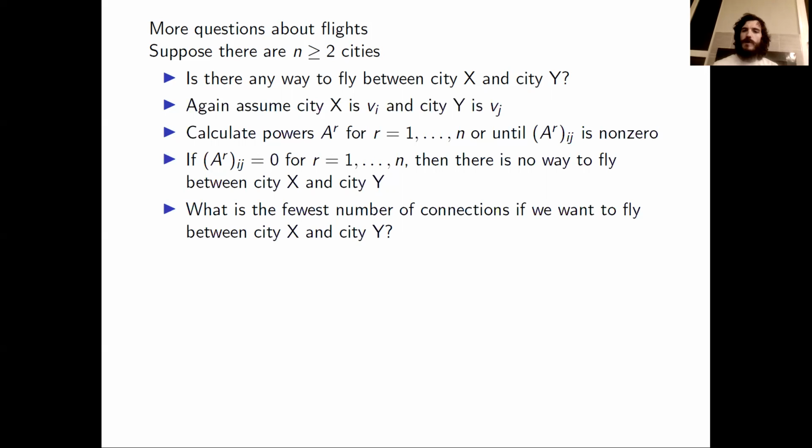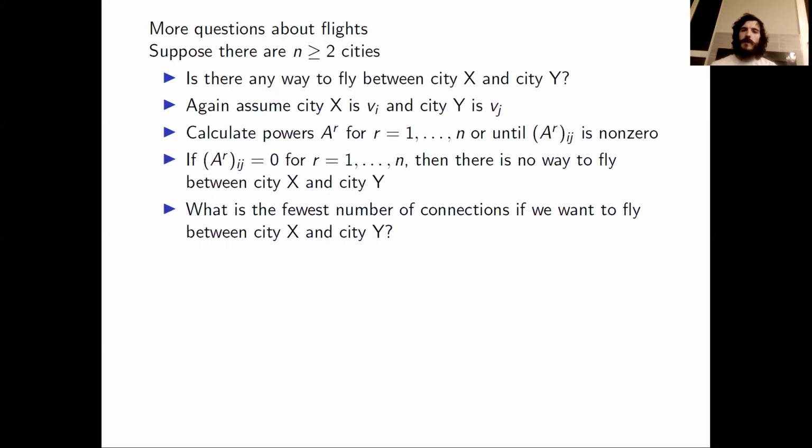Here's another question that we were interested to know. What is the fewest number of connections if we want to fly between city X and city Y? This question is closely related to the last one, and we can use the exact same method to answer it. So we just calculate powers of the adjacency matrix, starting from 1 and going up to n, or until we hit some r, for which the ij entry of A to the r is non-zero.